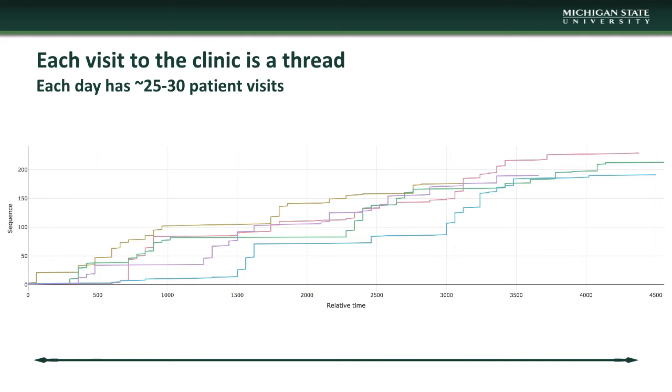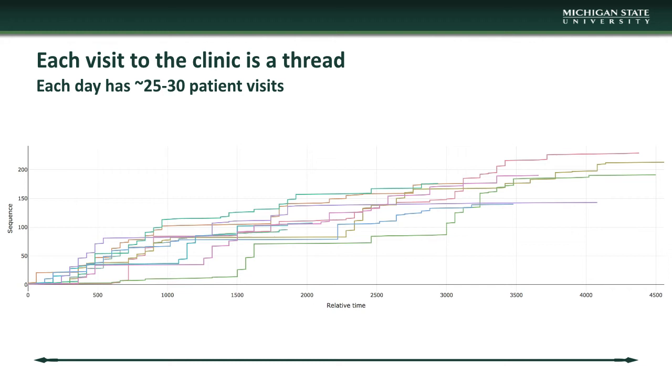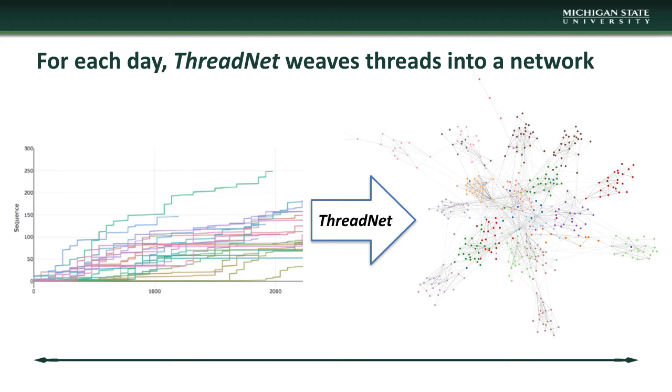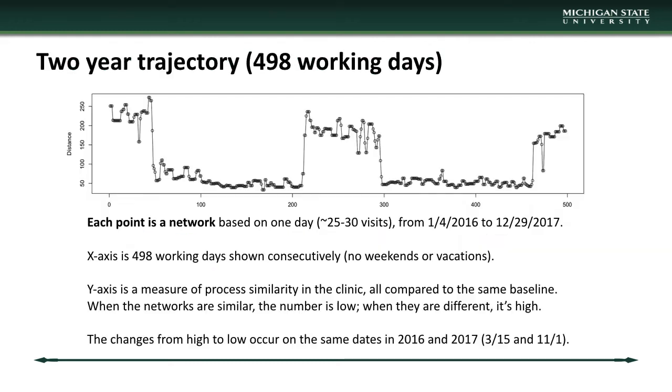You can see, so these colored lines that are being added are the threads. Each patient visit is a thread, and each day in the clinic has about 20 to 30 patient visits, right? So for each day in the clinic, you take a group of those threads and weave them into a network. Looks like that. It's very networky. And then you can create a trajectory of networks.